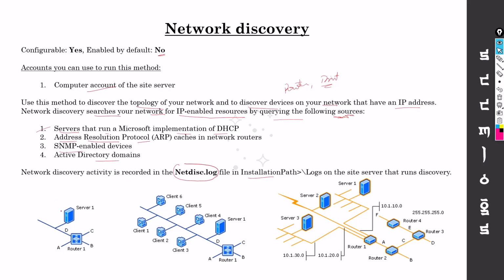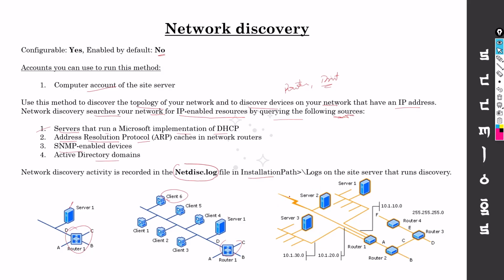So here I have some examples. Once you run the discovery method on server one, it will discover router one also. And if it is running on server one, it will discover the six clients here, and router one, and some other devices which are inside these connections. So here it is the main topology. These are the examples.